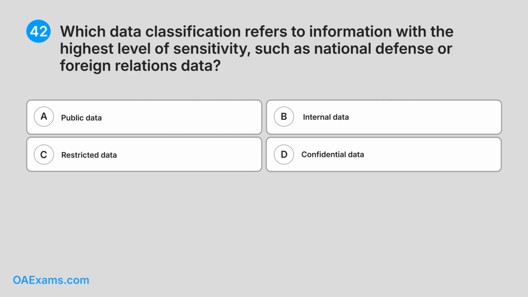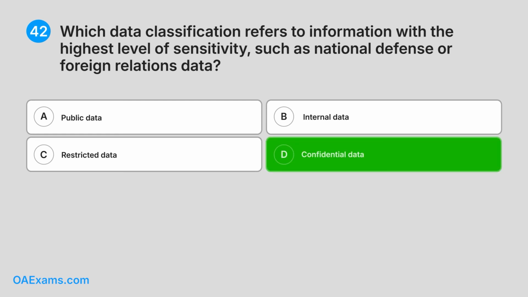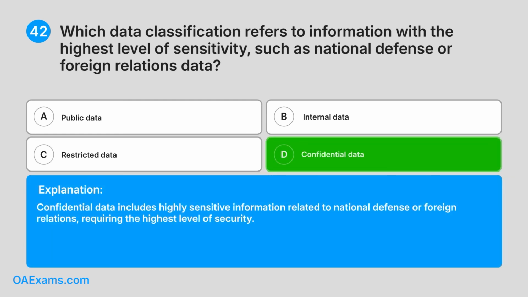42. Which data classification refers to information with the highest level of sensitivity, such as national defense or foreign relations data? A. Public data. B. Internal data. C. Restricted data. D. Confidential data. Can you guess the answer? Correct answer. D. Confidential data. Explanation. Confidential data includes highly sensitive information related to national defense or foreign relations, requiring the highest level of security.